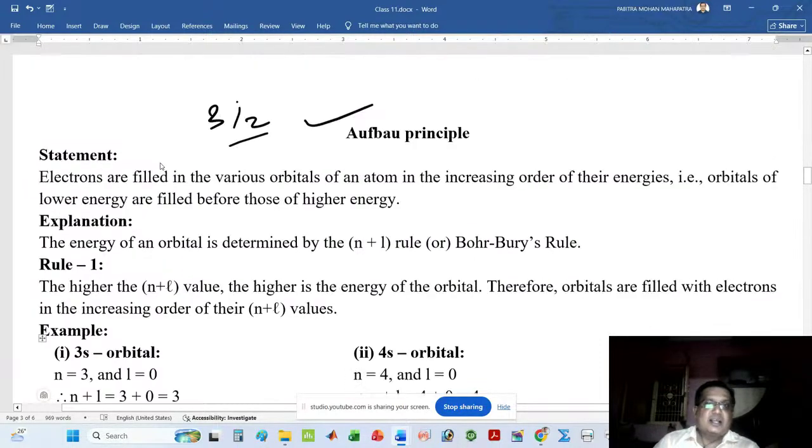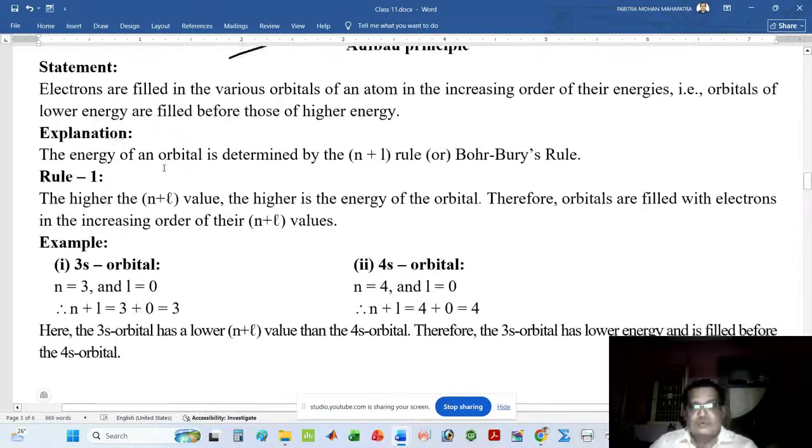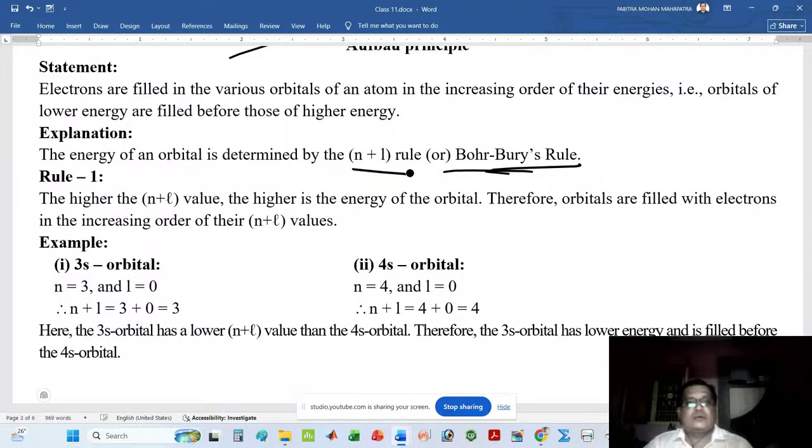Let me explain the first rule. These two rules are said to be the n plus l rule or Bohr-Bury rules. Very important. That is the n plus l rule or Bohr-Bury's rule. Let me explain rule one. What is rule one?